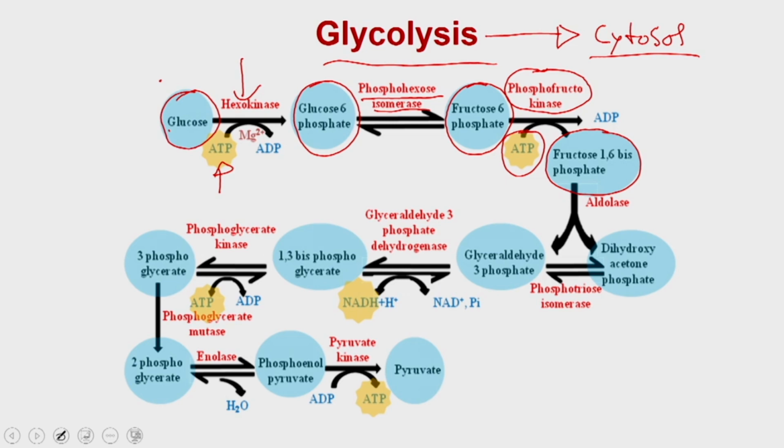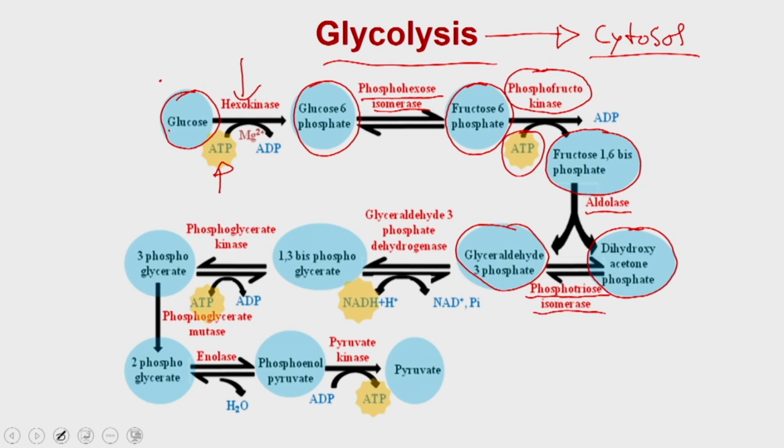Once fructose 1,6 bisphosphate is generated, it is split by the aldolase into two molecules. One is called glyceraldehyde 3 phosphate, and the other molecule is called dihydroxyacetone phosphate. These two molecules are isomers, so they can convert to each other with the help of an enzyme known as phosphotriose isomerase.